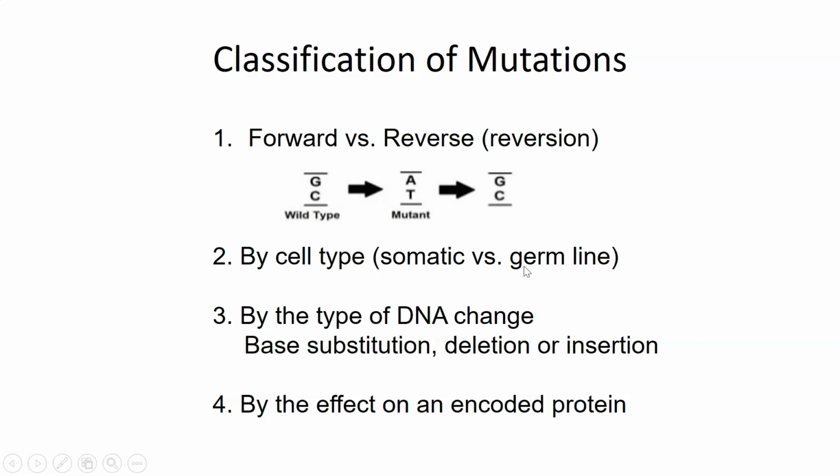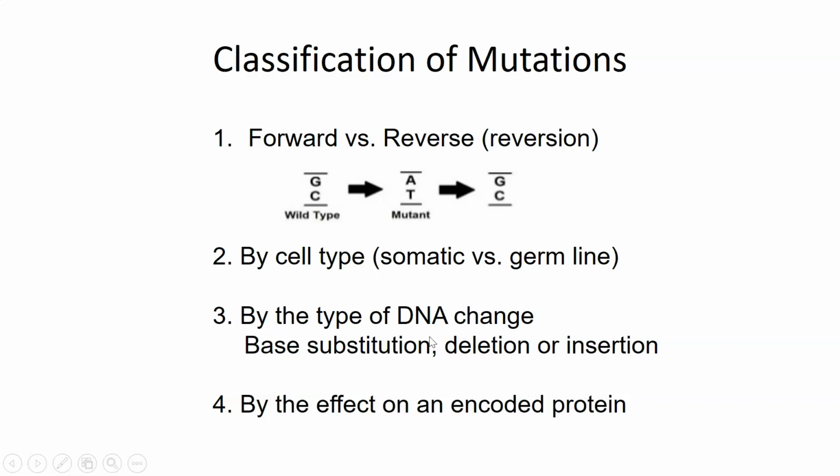Okay, other ways to classify are by where the mutation happens. So it can happen in a somatic or body cell, and in that case it won't be passed on to future generations. Or it can happen in a germline, the gonad producing gametes, and that will be, or could be, passed on to future generations.